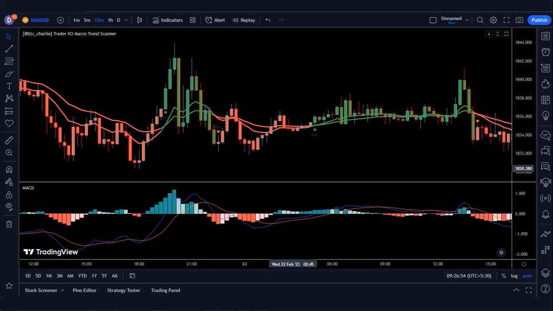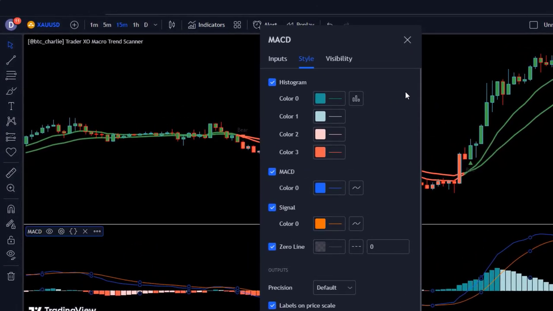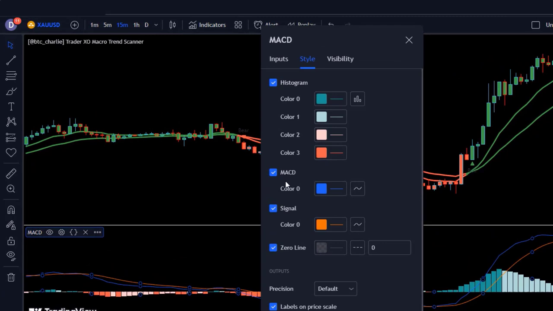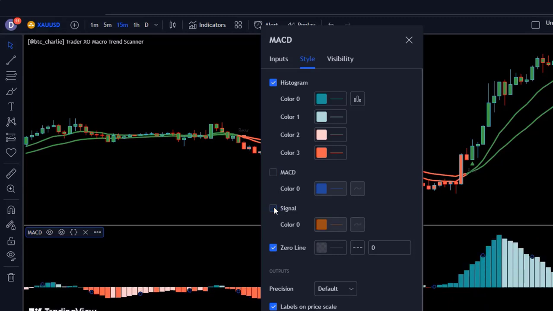To make the most of the indicator, we must open the settings of the indicator and change some things up so that the indicator can become more optimized and efficient for our strategy. First, in this tab, let's disable the MACD and the signal options, because we won't be needing these 2 in this strategy.